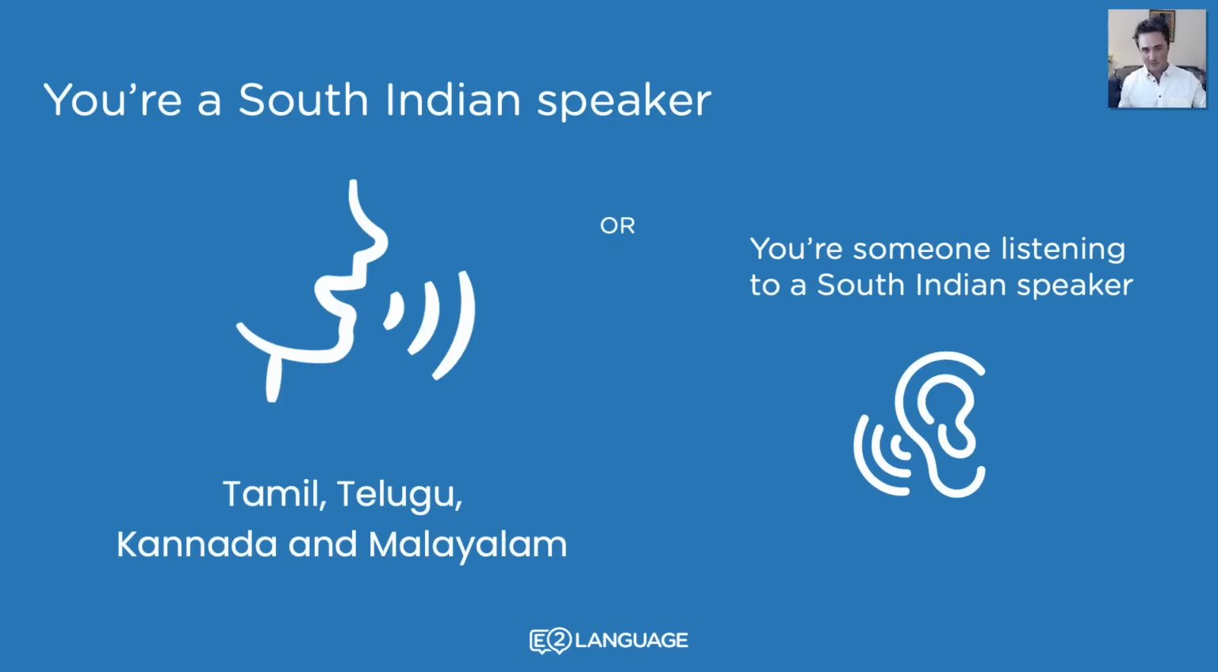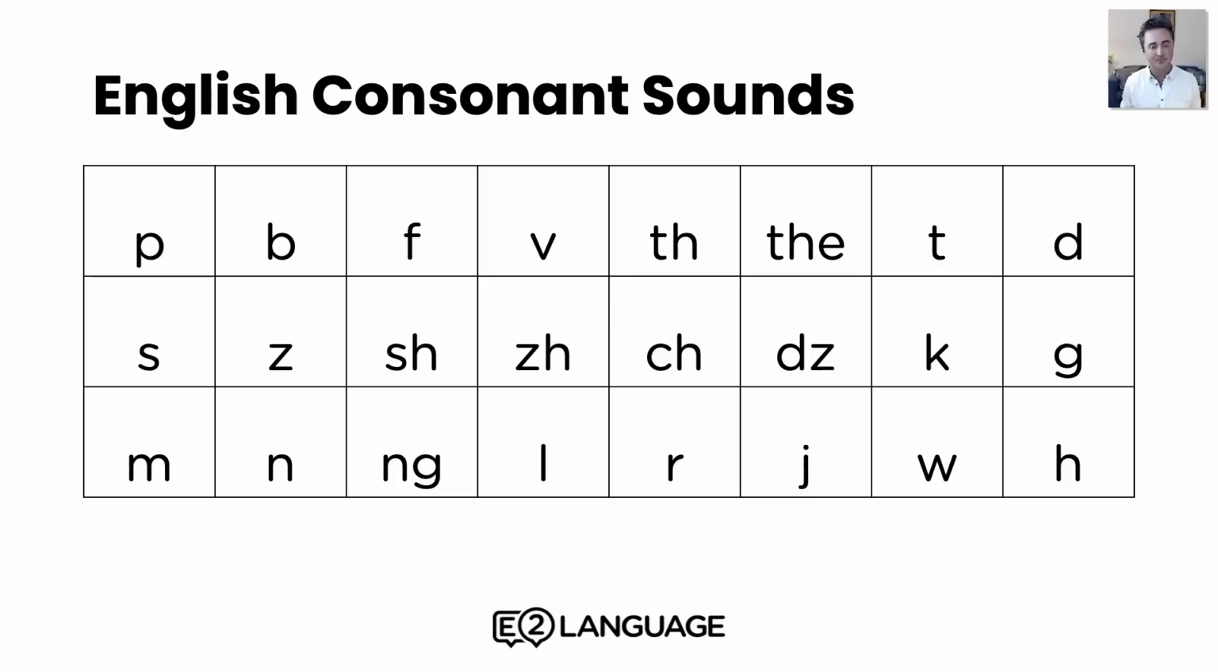Okay, so this will be relevant for you if this is your first language. Or if not, imagine that it's your first day of work and you're listening to a nurse who's just come from Kerala. So we're going to look at some of those differences in more detail. Here are the English consonant sounds. These are the sounds that we make where we use part of our mouth, maybe our lips, our teeth, our tongue, some of our anatomy, like p, b, f, v, th, t, d, etc.